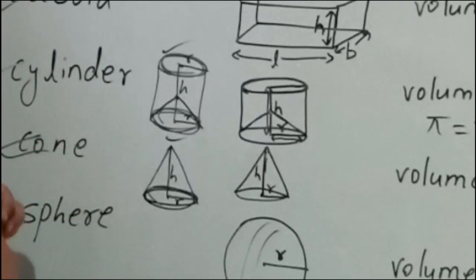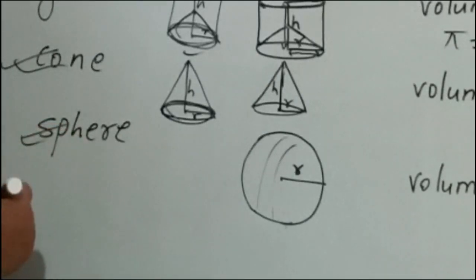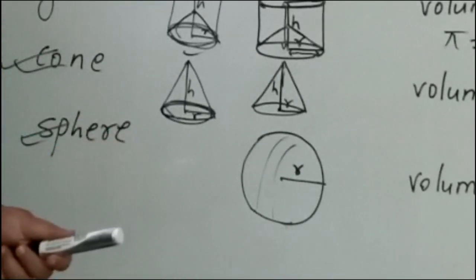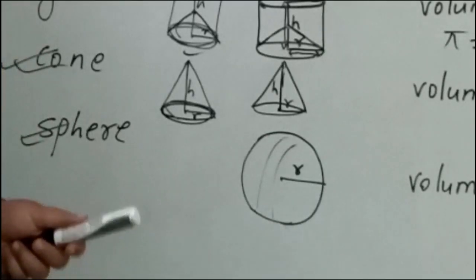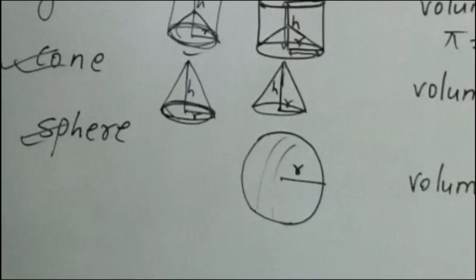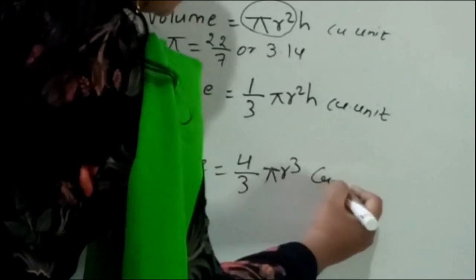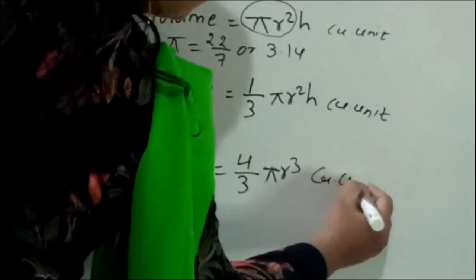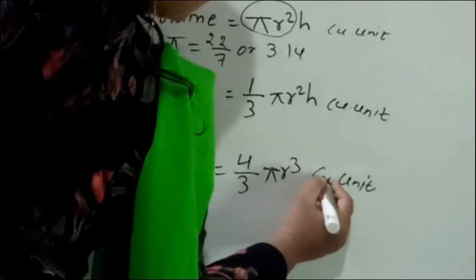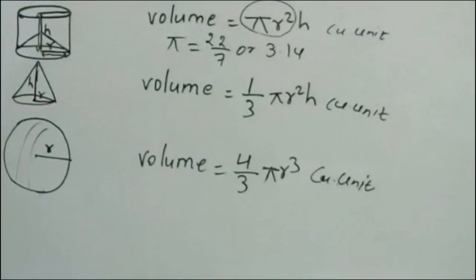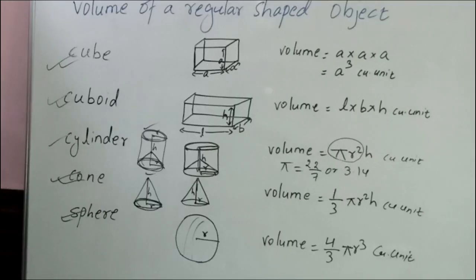Clear? Next we come to sphere. Sphere is like a ball. You have a ball, a planet. These all are the shape of a sphere. Sphere volume is 4 by 3 pi r cube, cubic unit. Please note down, children, and draw the figure also neatly. Draw figures with pencil, neatly draw and write the formula. These are the volumes of regular shaped objects.